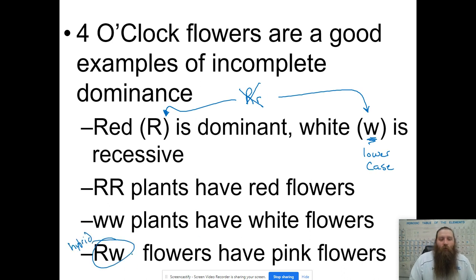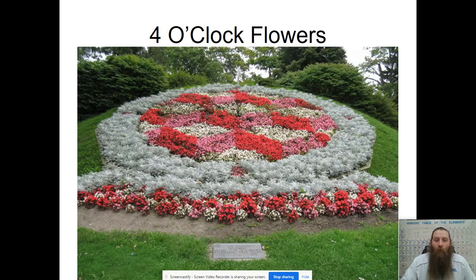Now, this genotype is really important because since it's two different letters, it tells us we're talking about incomplete dominance. Now, these are four o'clock flowers. You can see down here, these guys, we have little w. And these guys right here, we have big R. And these pink fellows are going to be big R, little w. So that is an example of incomplete dominance.